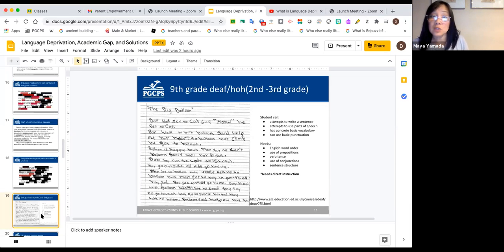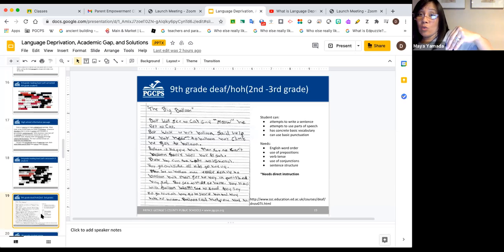The boy walked to see the cat, and the cat said meow, and then he patted the cat. He patted the cat. Okay, he was not able to use -ed or past tense. He used the verb, but the past tense was left out. And the rest of that passage is written like that. And so this is what we see on a 9th grade level, 9th and up.